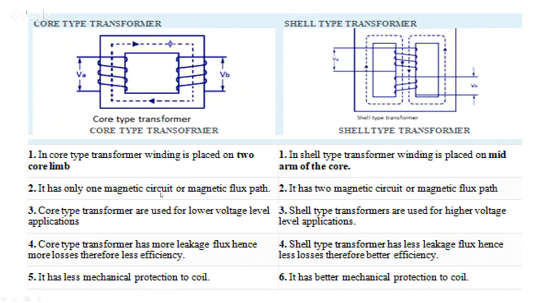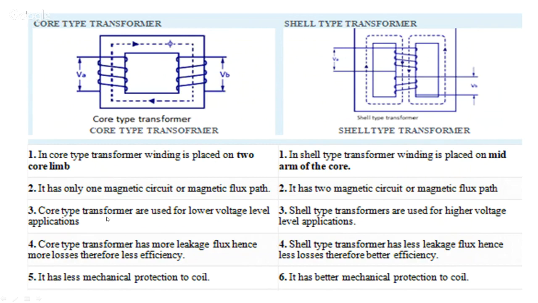Core type has one magnetic circuit or magnetic flux path, whereas in shell type, it has two magnetic circuits or magnetic flux paths. So here you can see this is the flux path. There is only one path here in case of core type. Whereas in shell type, you can see this is one path and this is another path. So it has two magnetic flux paths or two magnetic circuits.